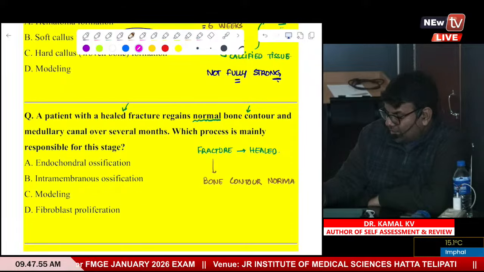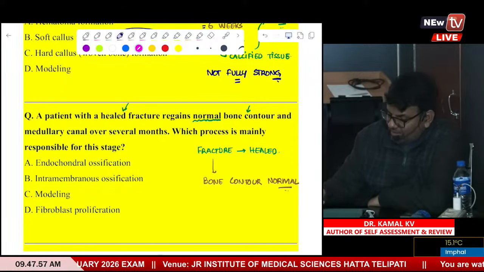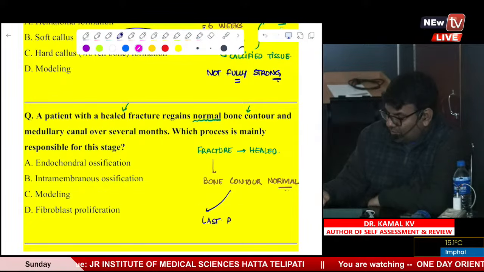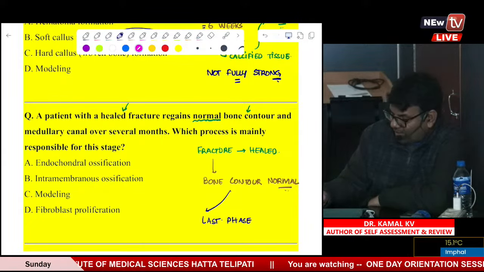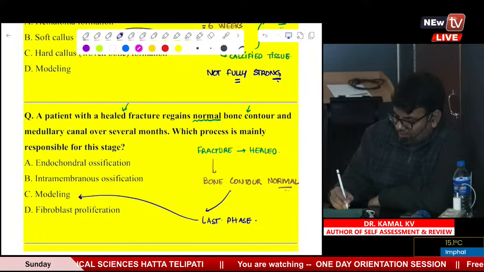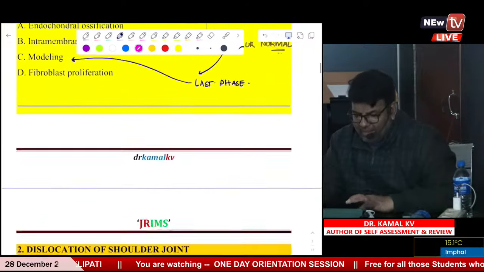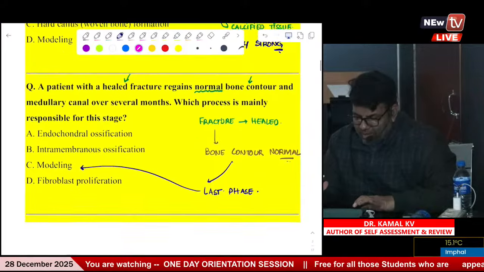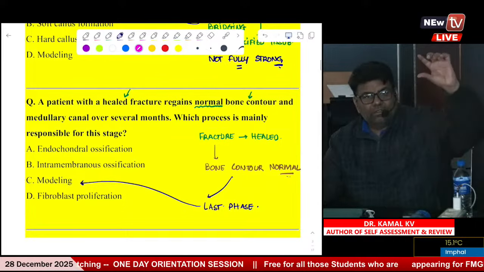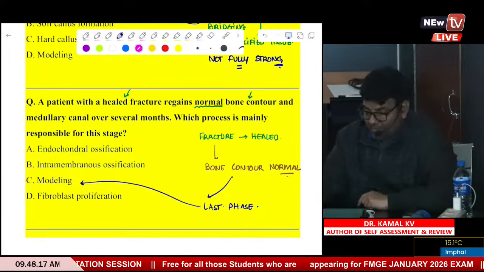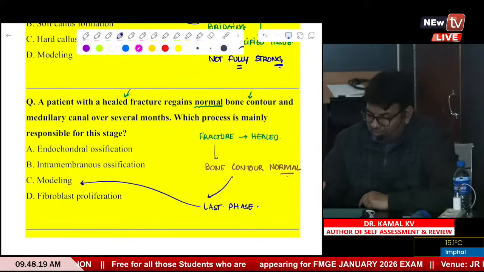So this is the which phase? The last phase. And last phase is which phase? Modeling. Very good. So your answer will be modeling. So this is how you need to apply the concept, and if you know the stages, the duration, especially related to the time, you can easily answer, right?